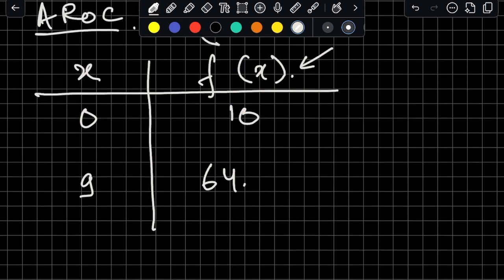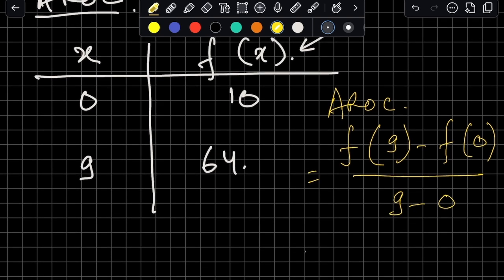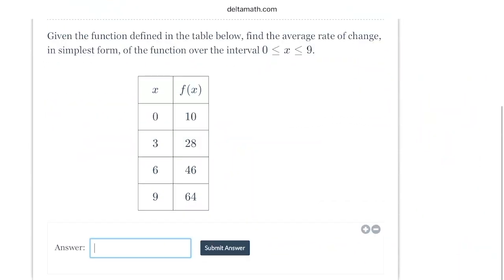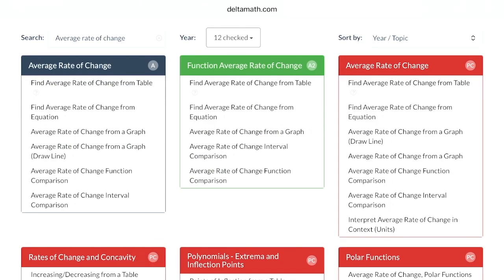Right? So now, how do we find the AROC, average rate of change? f of 9 minus f of 0 over 9 minus 0. That is the formula. So that's going to be 64 minus 10 over 9, which is basically 54 over 9. So that is 6. Our answer is 6. Let me see. If I put 6 and submit, it will be right. So that was from the table.